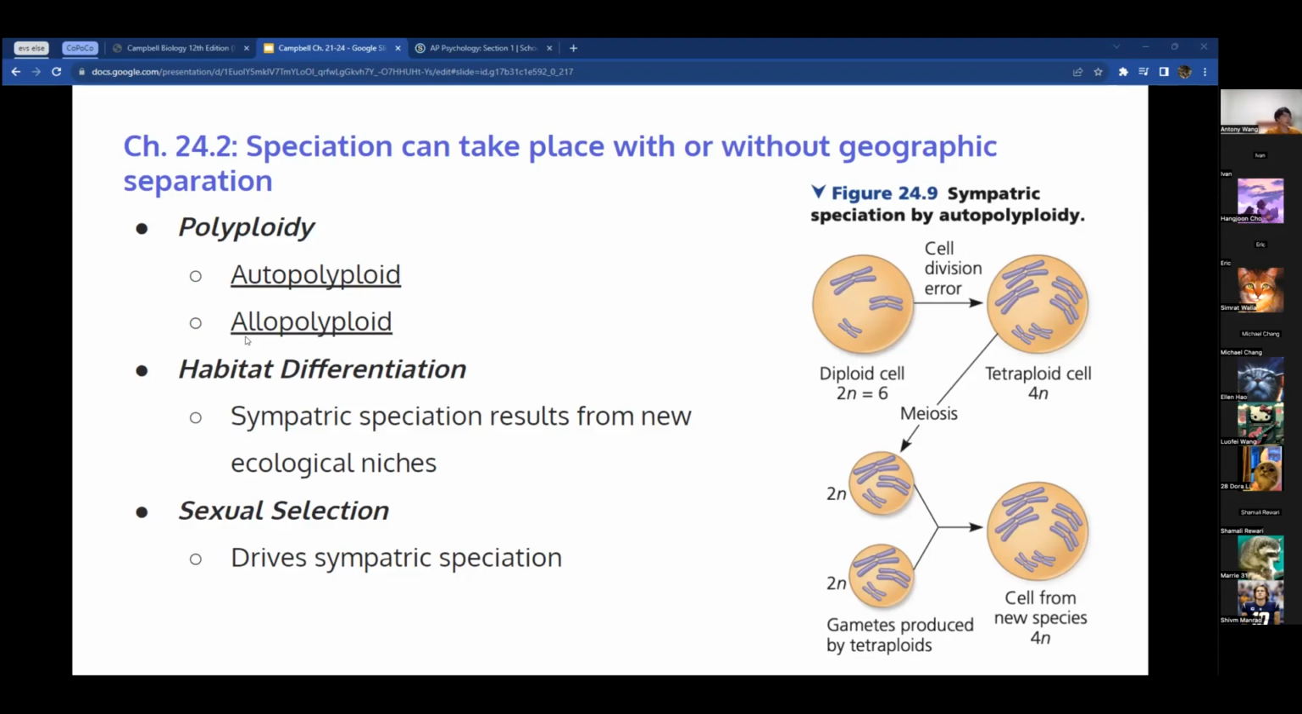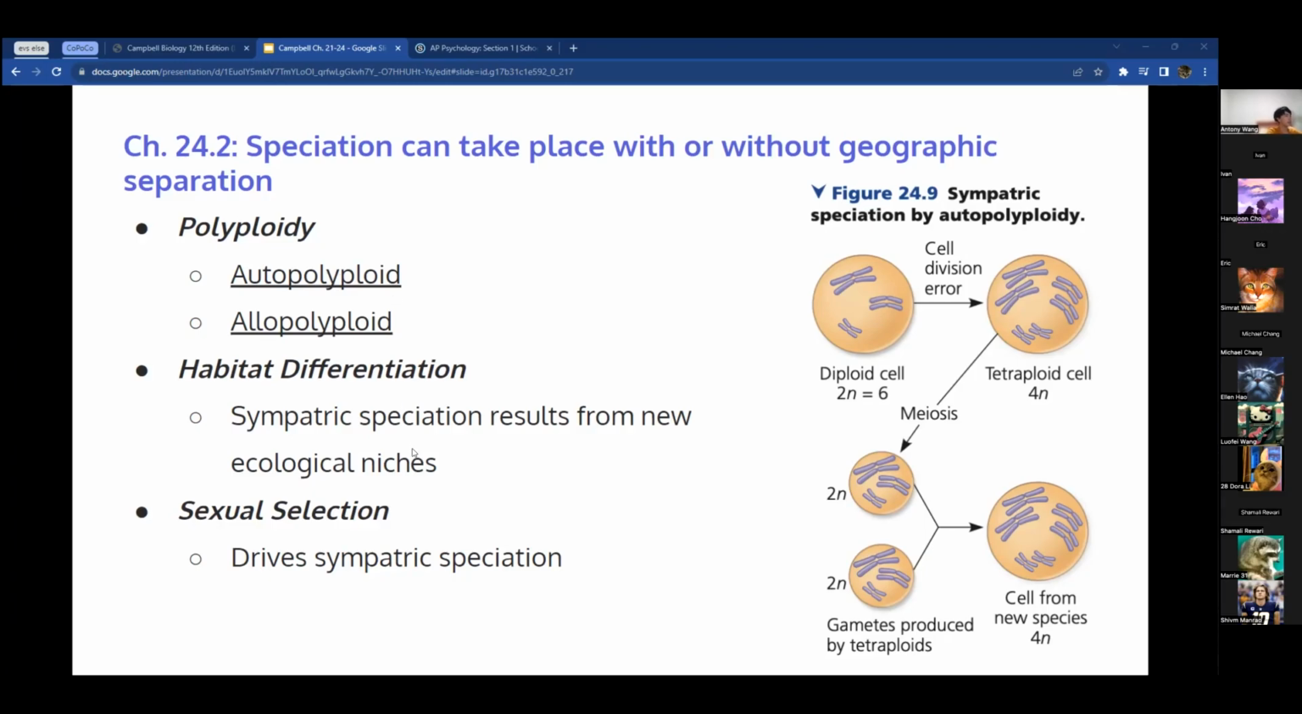Let me restart it. So allopolyploid is when a plant hybrid forms, and because it's a hybrid, it cannot mate successfully with either of the parents. But if it reproduces by asexual reproduction, like propagation, then it can give rise to its own species and breed with its own species, because they have the hybrid and its offspring have the same number of chromosomes. And sometimes maybe there's a duplication error, and that leads to polyploidy.